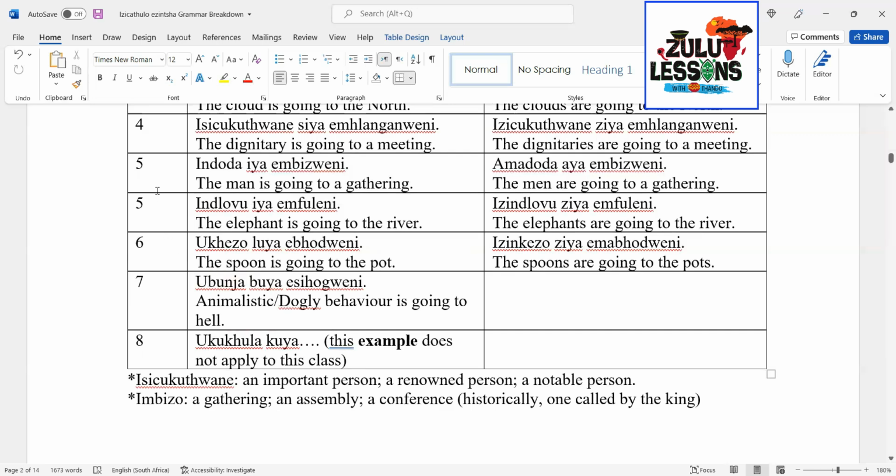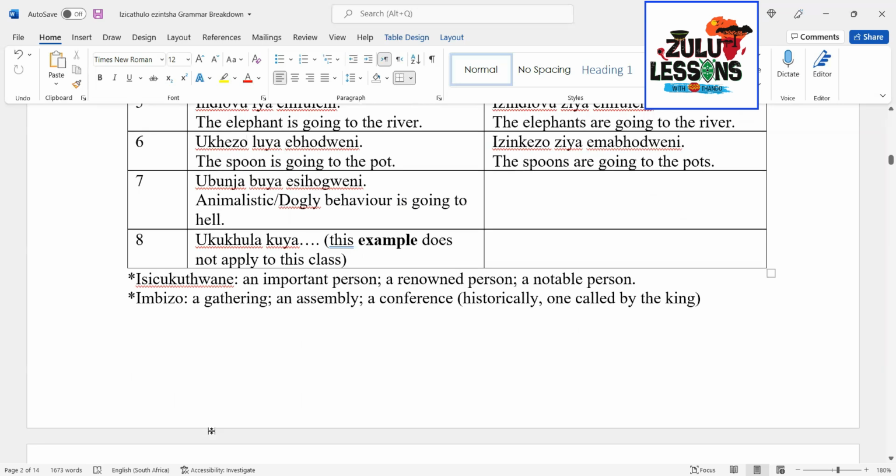And then on class 5, I said indoda iya embizweni. Imbizo. Imbizo is a gathering or an assembly or a conference. So historically, it's been a meeting that has been called by the king. So we say imbizo, coming from the verb biza, to call, and then we are making it a noun, imbizo, a gathering or an assembly of people who have been called by the king.